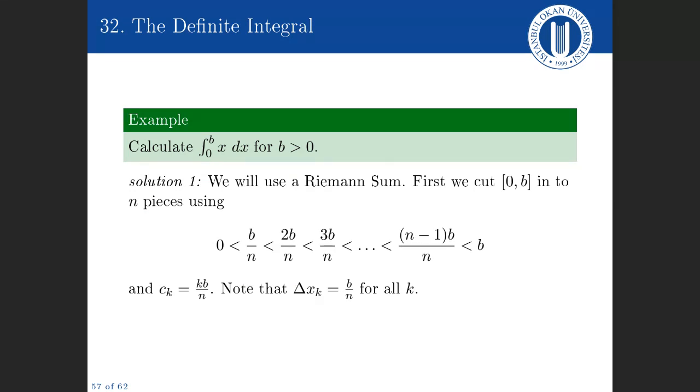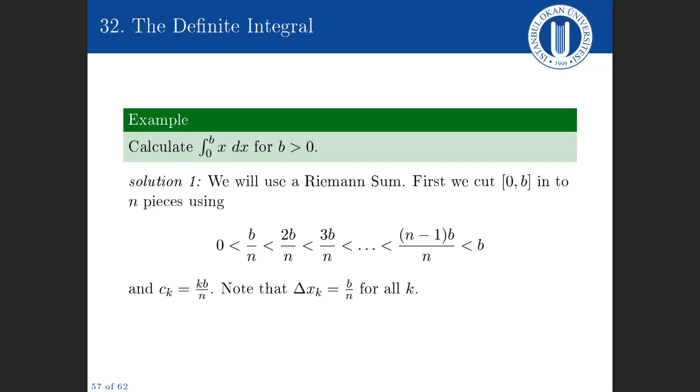Calculate the integral from 0 to b of x dx for b greater than or equal to 0. I'm going to solve this problem 2 different ways. Solution 1, I'm going to use a Riemann sum. Because our integrand is a continuous function, we had a theorem which says that it's integrable. That means all of the Riemann sums have the same limit. So we could write down any Riemann sum that we want.